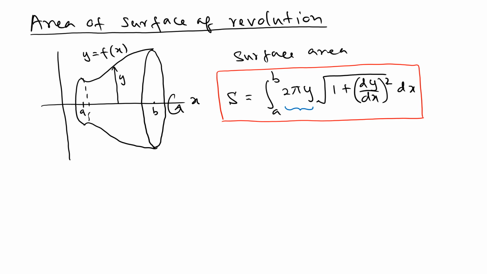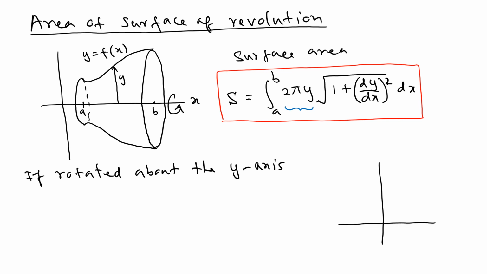If rotated about the y-axis, there's a slight modification. Let's say you have a curve like that. Now we rotate about the y-axis. That means this part jumps to this side, so this is going to go like that, and this is going to go like this. Now we need the x coordinate instead of the y coordinate.